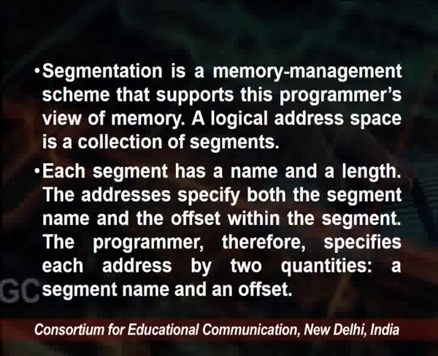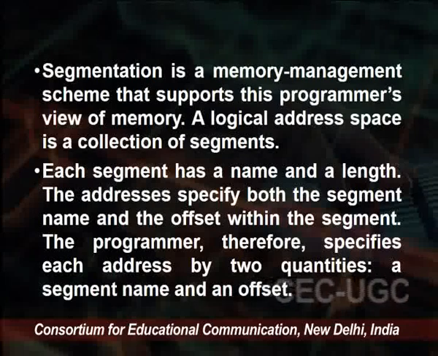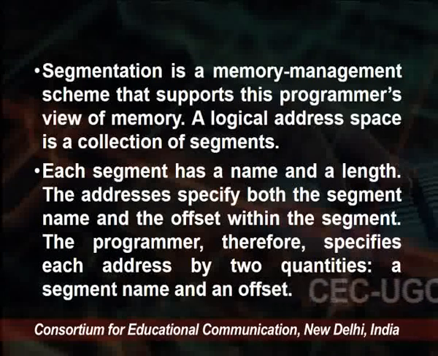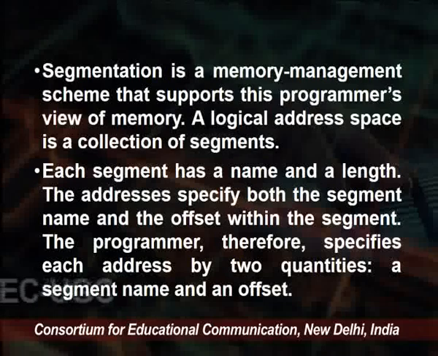So the addresses specify both the segment name and the offset within the segment. So we know that there are two quantities which the programmer will have to specify, right. The first quantity will be the segment name, and the second quantity will be the offset which the programmer has to specify, right.